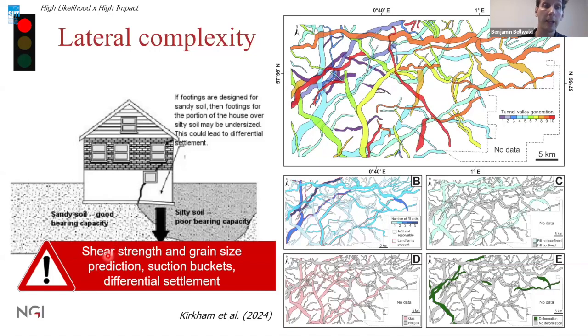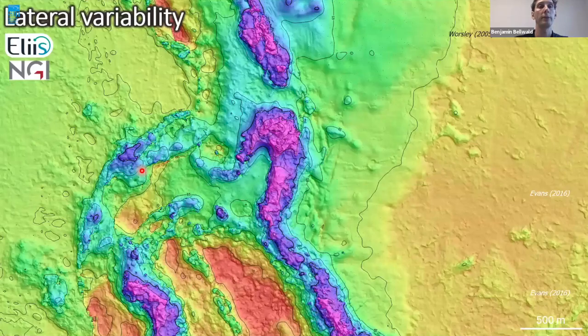It has implications on the shear strength and grain size predictions, because you cannot just assume that it's the same type of grain size along the units that you map out. It has an impact on the suction buckets, and as shown here, it may also be linked to differential settlement. So that's really important when you decide where to put the foundations.